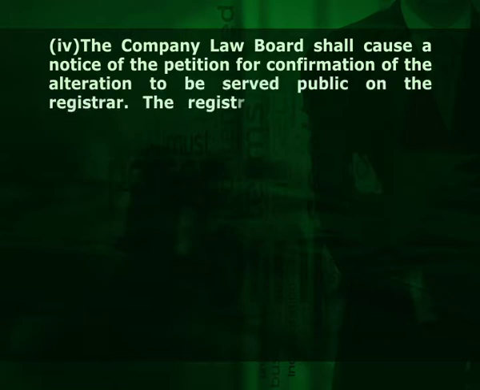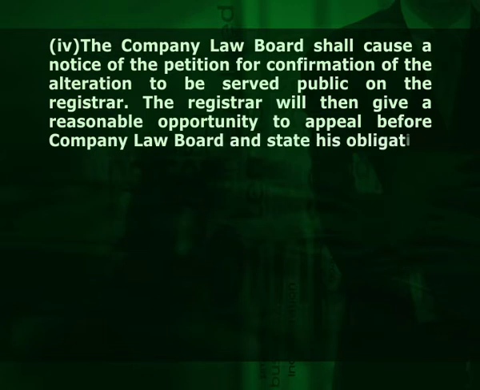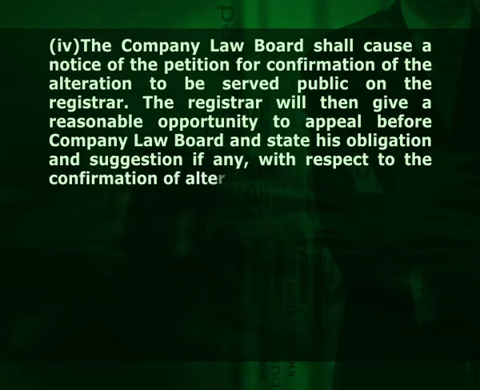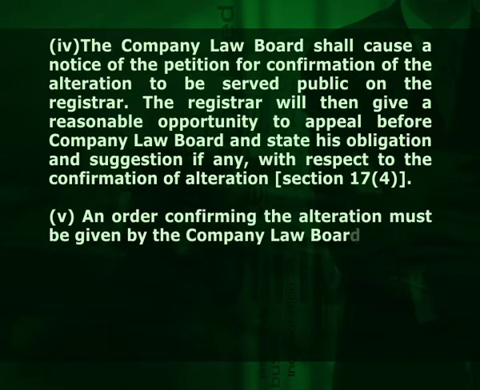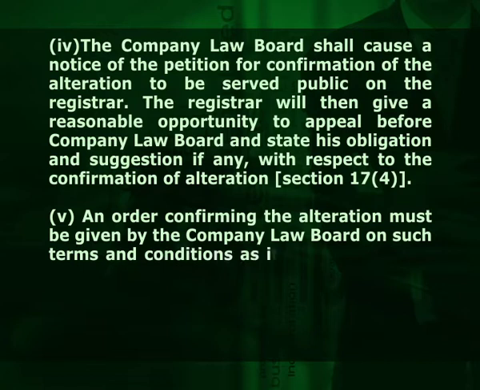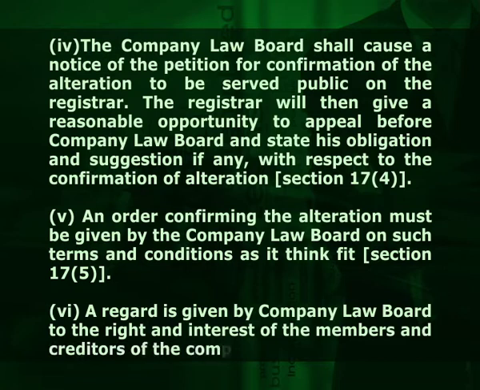The registrar will then give a reasonable opportunity to appear before the Company Law Board and state his objection and suggestion, if any, with respect to the confirmation of alteration under section 17 subclause 4. An order confirming the alteration must be given by the Company Law Board on such terms and conditions as it thinks fit under section 17 subclause 5. Next, regard is given by the Company Law Board to the rights and interests of the members and creditors of the company under section 17 subclause 6.